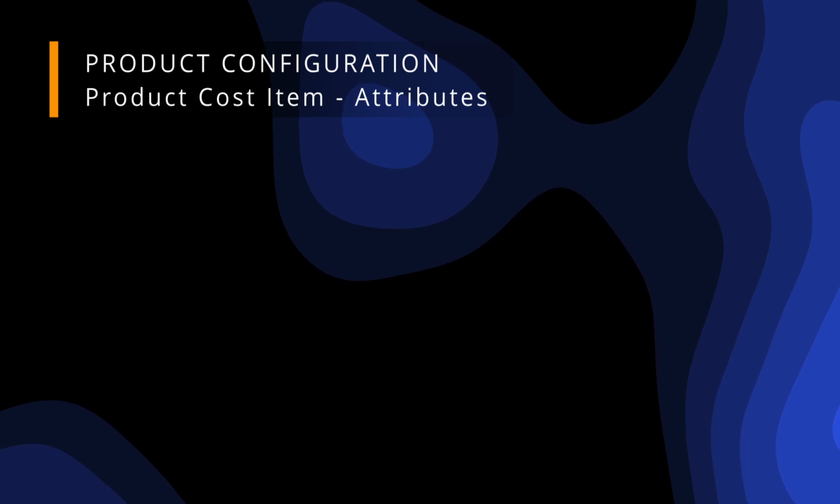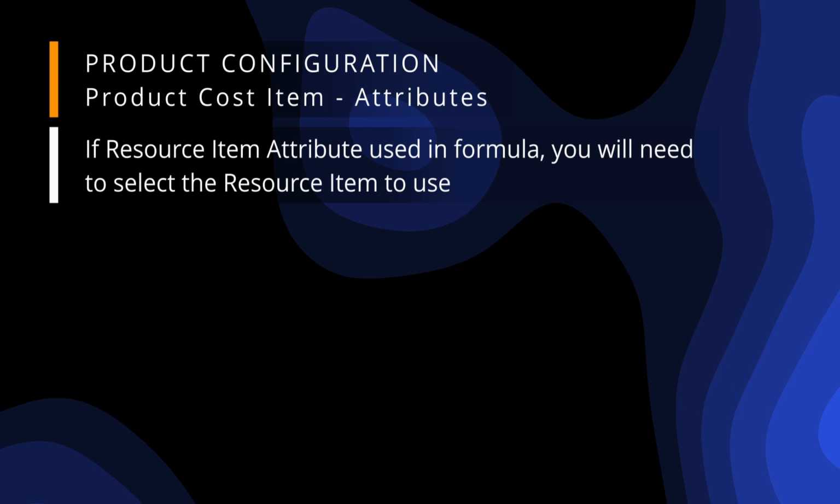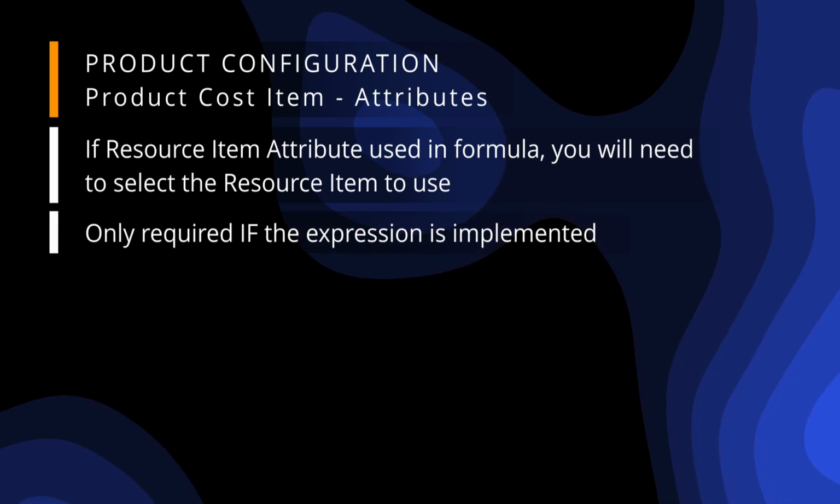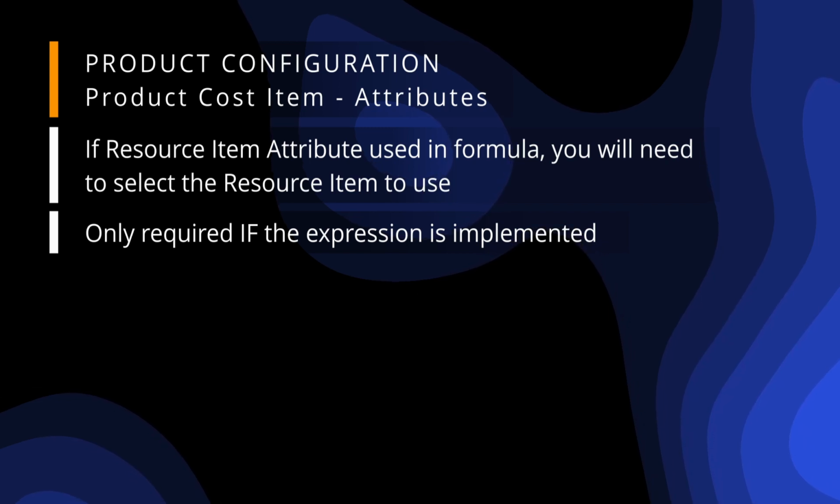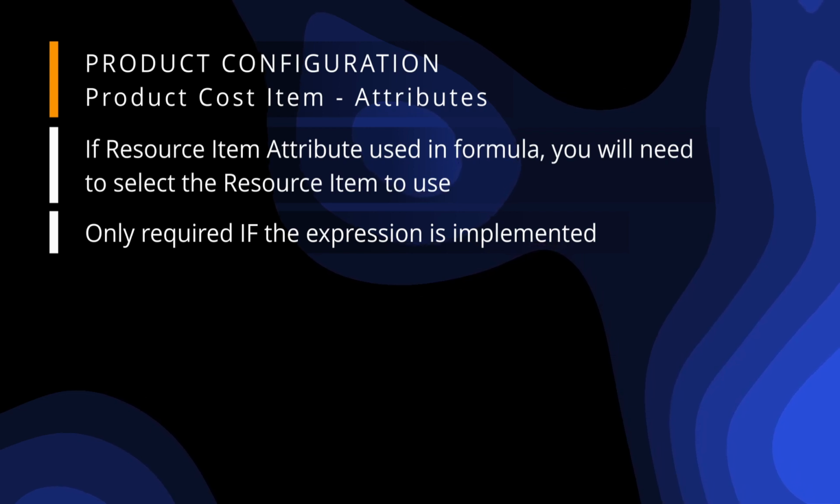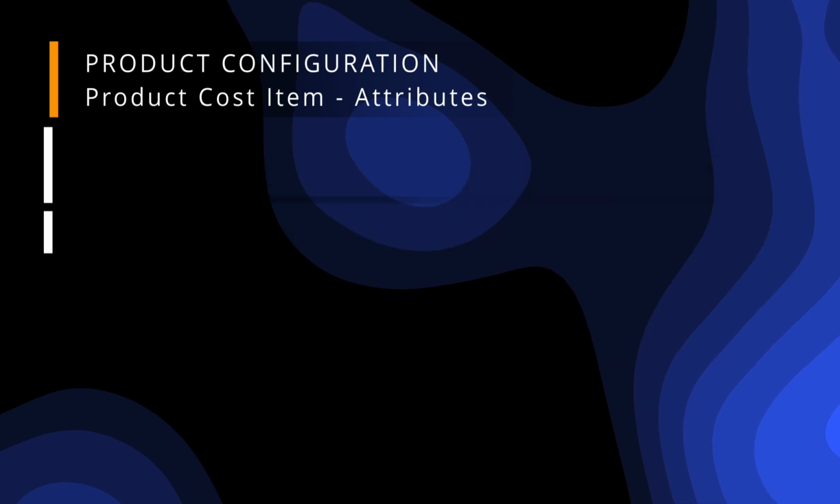If the designer has used a resource item attribute in a cost item formula and you implement that cost item, then you may need to choose the resource item to use for each instance of the product cost item. I say may because you won't need to if the attribute is used in an expression which isn't implemented. If you want to know why, then you'll have to listen to the formula generation topic coming up next.